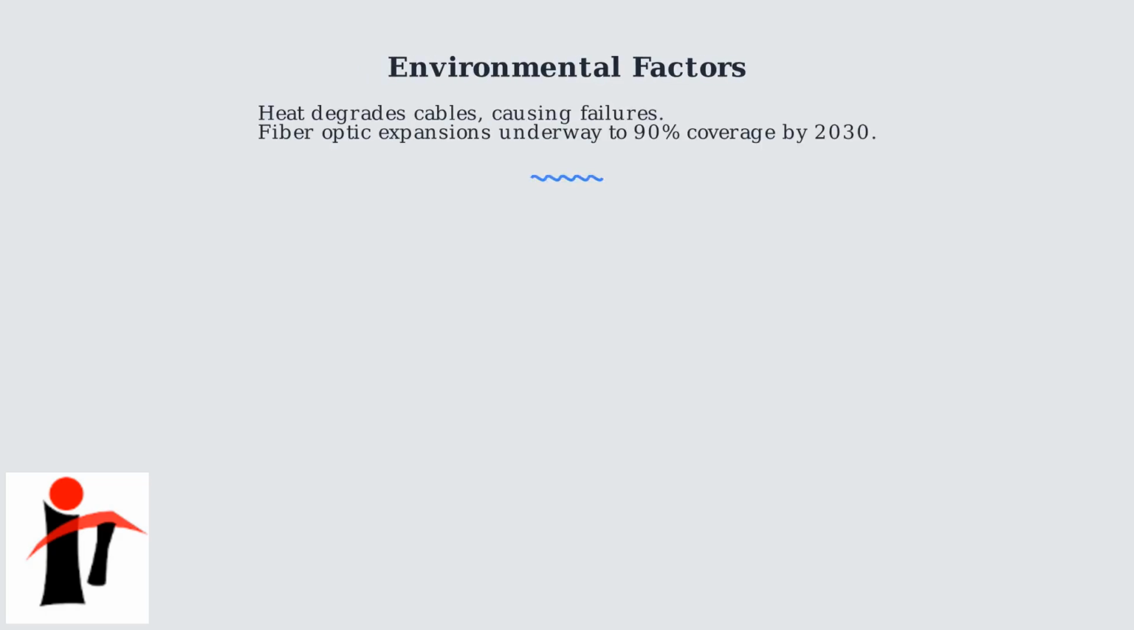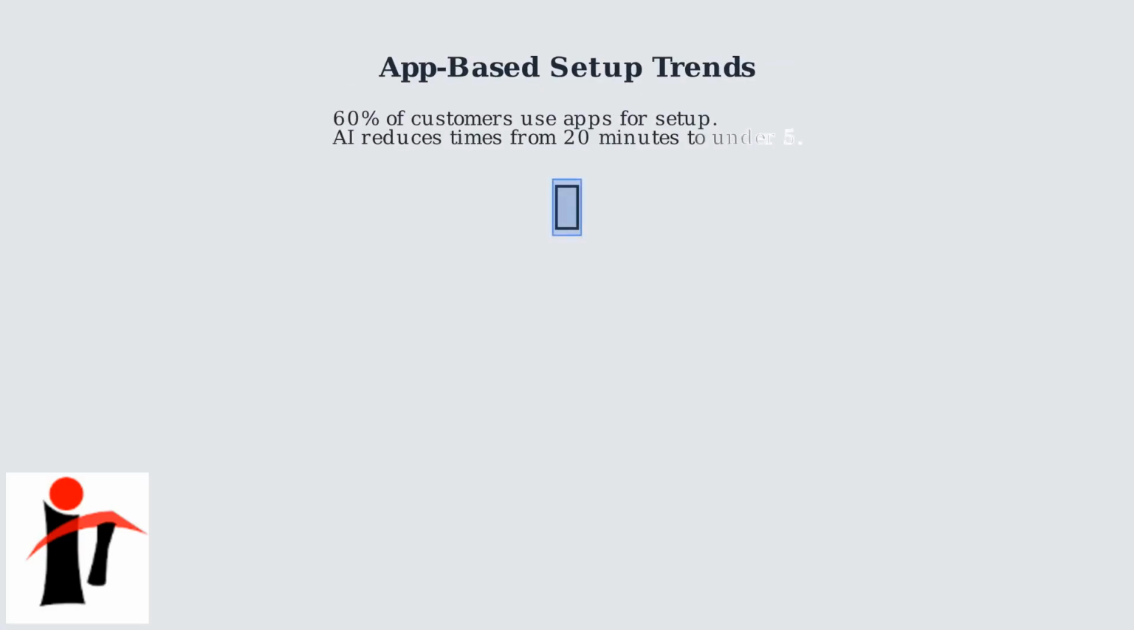Spectrum is moving toward full automation with zero-touch activation, which could eliminate many user errors. Additionally, environmental factors like heat can degrade cables, so fiber optic expansions are underway. As of 2025, 60% of Spectrum customers use app-based setup, and AI is reducing setup time significantly.